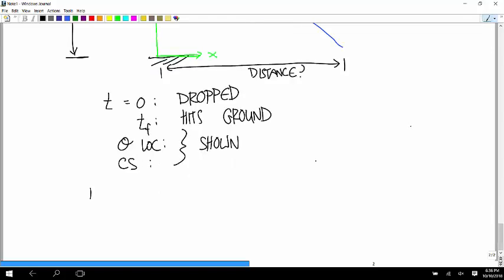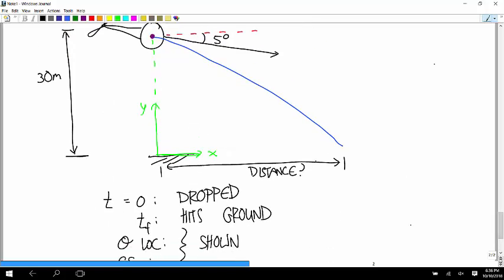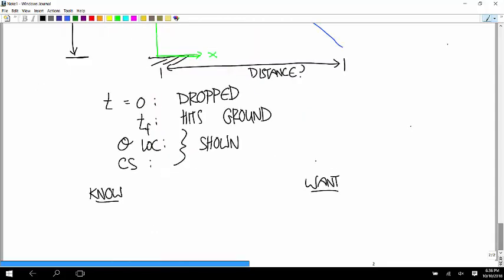And now we can think about what we know, what we want to calculate. Do we know time final? Nope. Do we know acceleration? We're doing the calculation for the object that's dropped. We're going to assume that's in free fall. So the x component of acceleration is 0. The y component is negative 9.81.